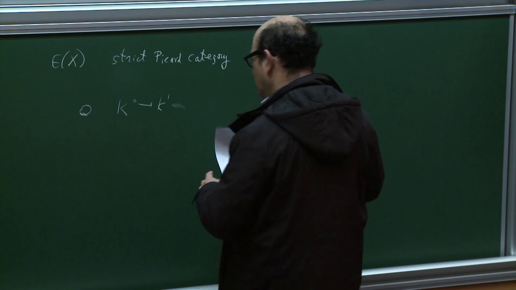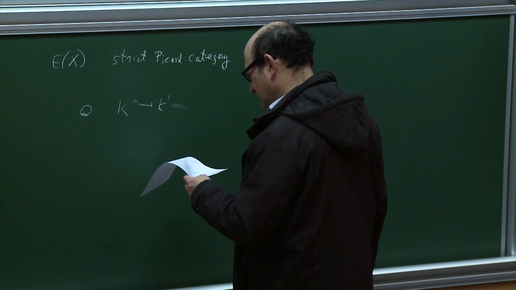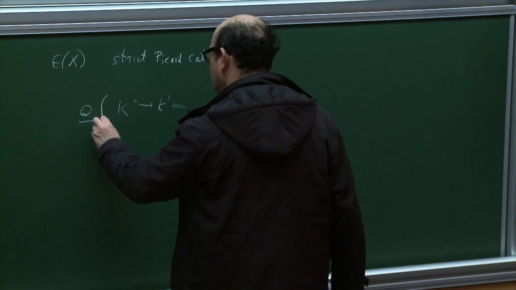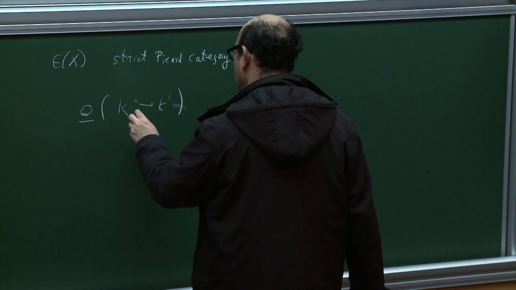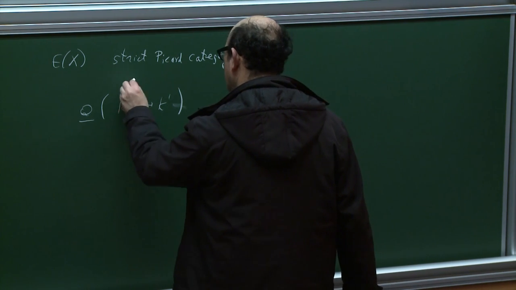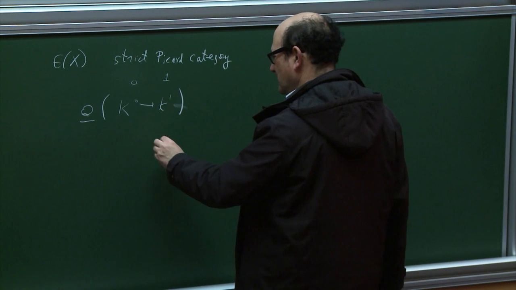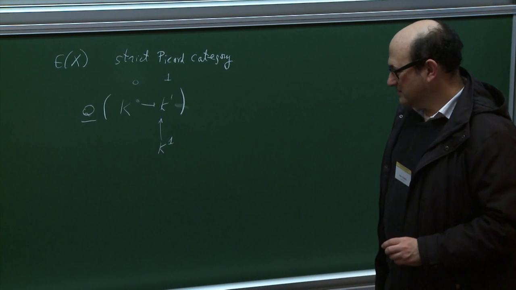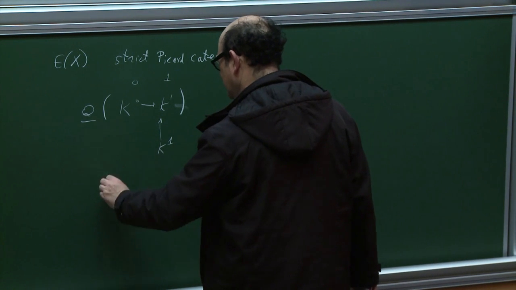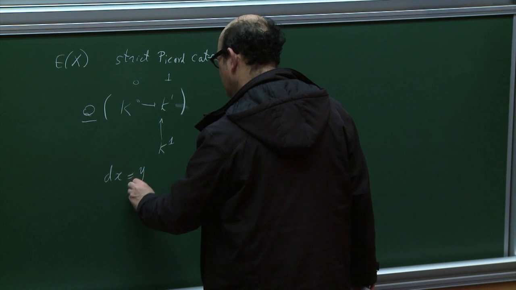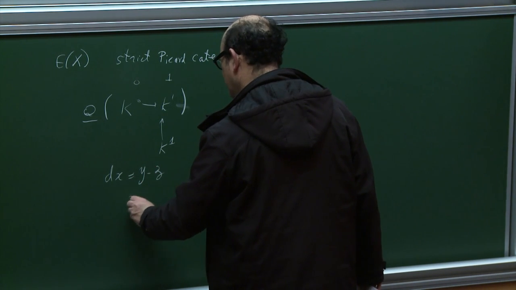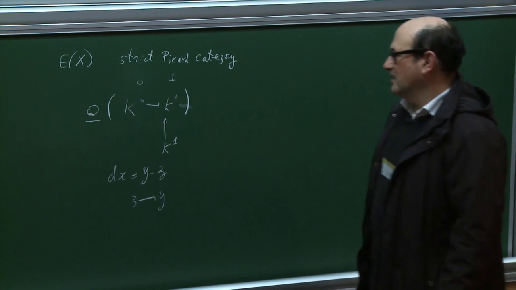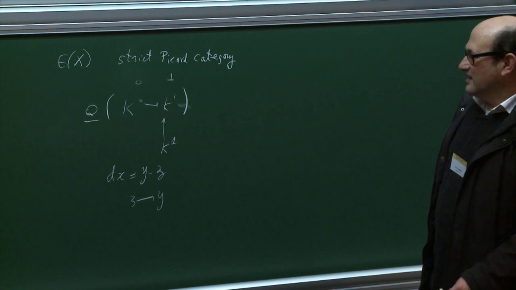So I will use the Grothendieck notation, which is, I think, slightly different. I have, let's say, a complex concentrated in degrees 0 and 1, and then I let the objects be K1, and the morphism is given by something in K0. So a morphism from z to y is an element in K0 satisfying this. So any strict Picard category is something of this type.